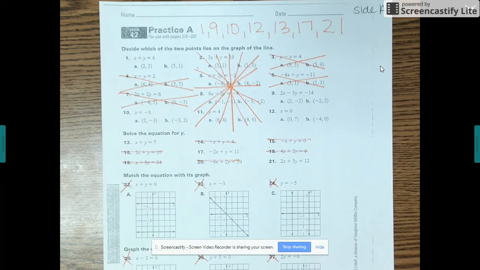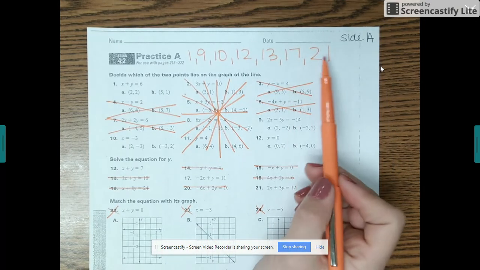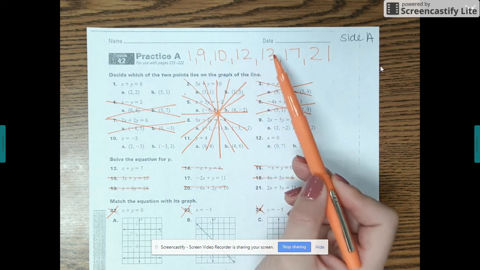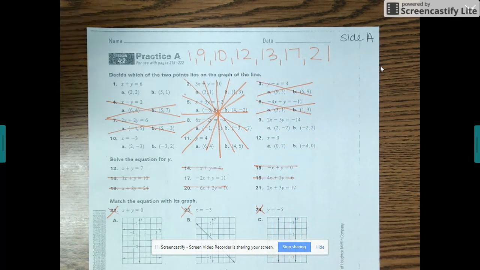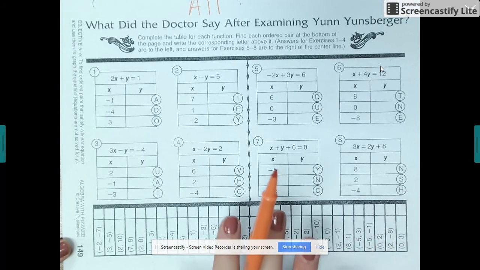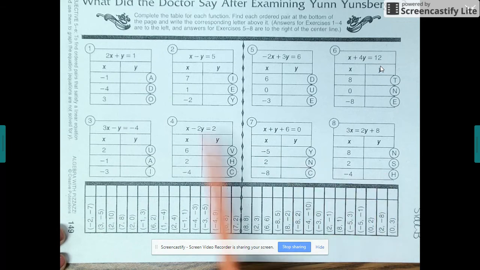Now, for your homework assignment, if you take a look at this page, it kind of looks a little crazy because I kind of made all of this. But on this side A, you're going to do 1, 9, 10, 12, 13, 17, and 21. So if you want to write that down. And then if you flip it to the next side, it's kind of a fun little thing. You're going to do all of them, okay? We have done 2 together, okay?